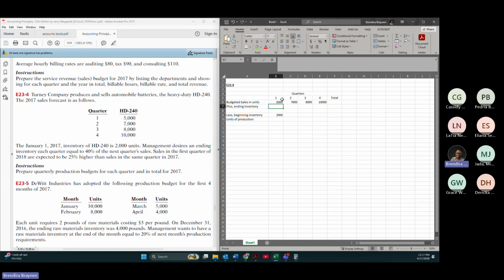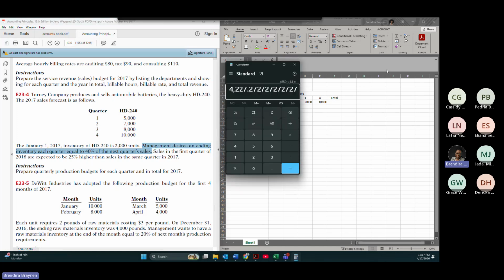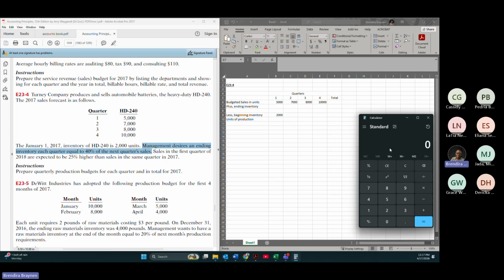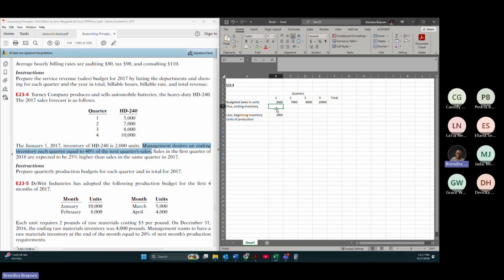In order to figure out my ending inventory, I have to look at what they tell me. They say management desires an ending inventory each quarter that's equal to 40% of the next quarter's sales. So that means if I wanted to calculate the ending inventory for the first quarter, it's going to be 40% of the second quarter sales. Second quarter sales is 7,000. So 7,000 times 0.4, 40%, is 2,800. And so that's going to be my ending inventory at the end of the first quarter.